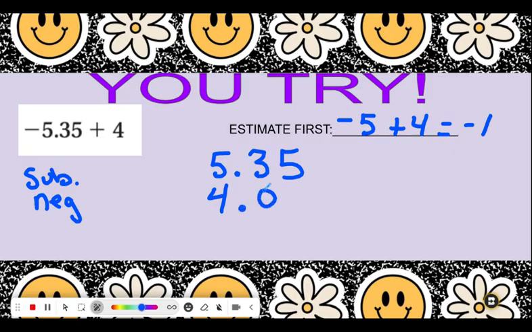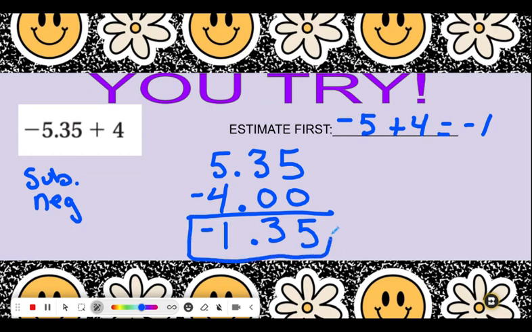Whole number 4 is the same as saying 4.00. I know I'm subtracting because signs are different. 5 minus 0 is 5. 3 minus 0 is 3. 5 minus 4 is 1. And we talked about the answer having more negatives. So it's negative 1 and 35 hundredths, which was close to our estimate.